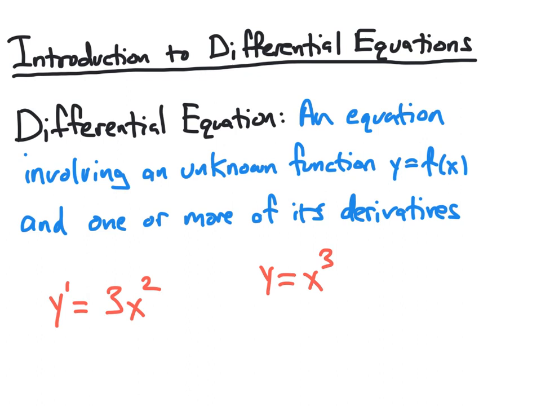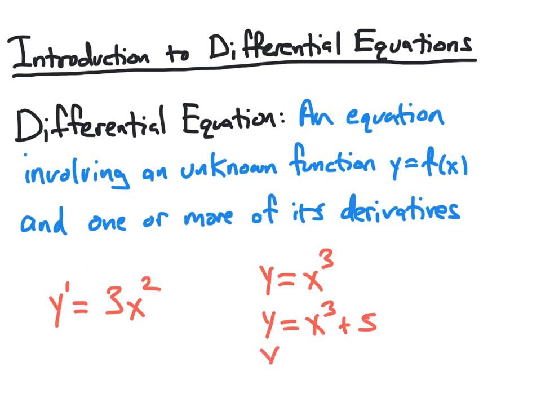This function, y equals x cubed, if we took its derivative, we would get indeed 3x squared, and that would satisfy our equation on the left. But it is not the only solution. For example, y equals x cubed plus 5 would also be a solution. If we differentiate y equals x cubed plus 5, we will also get 3x squared, and this function would satisfy our differential equation.